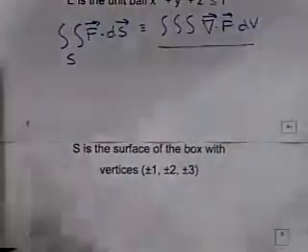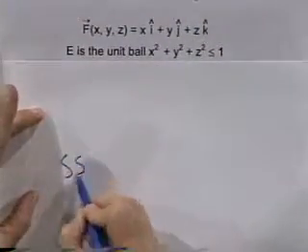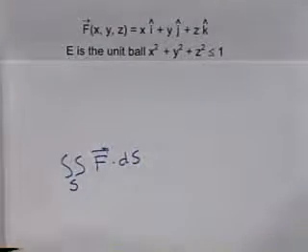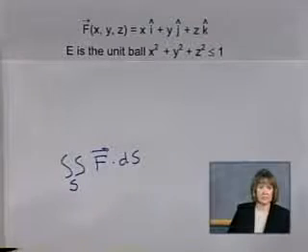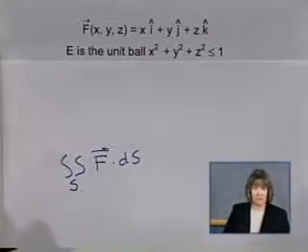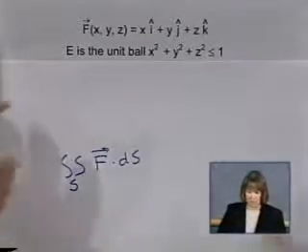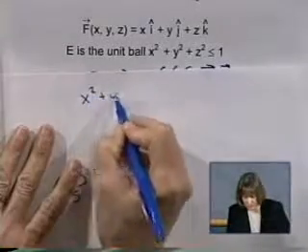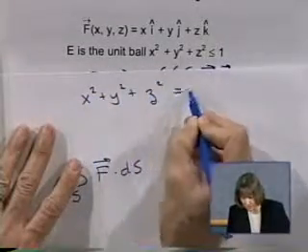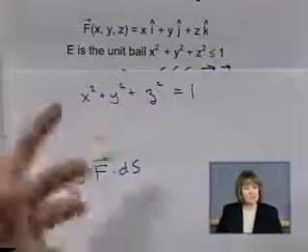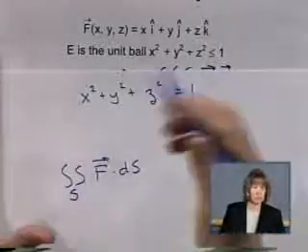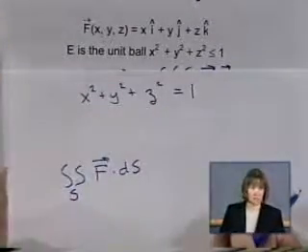The other way is not as easy. I want to figure out the integral of f dot ds for this sphere, which means that I have to represent my sphere parametrically. Don't tell me the surface is given by x squared plus y squared plus z squared equals 1. That's the surface of the sphere, but you can't solve for z nicely. If you do, you're going to get z equals plus or minus the square root of 1 minus x squared minus y squared.